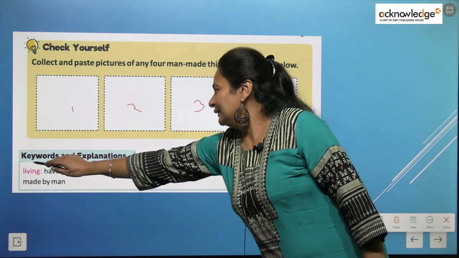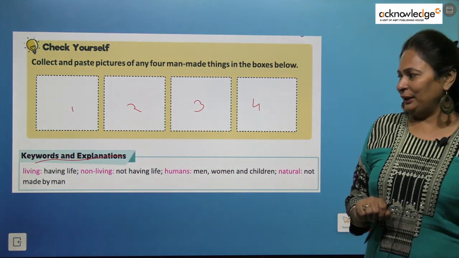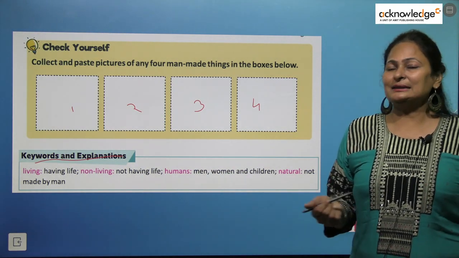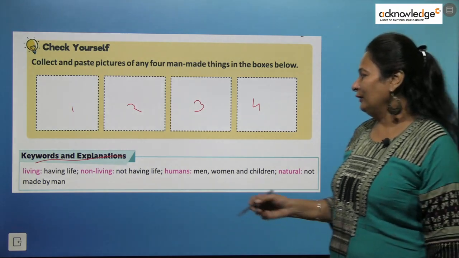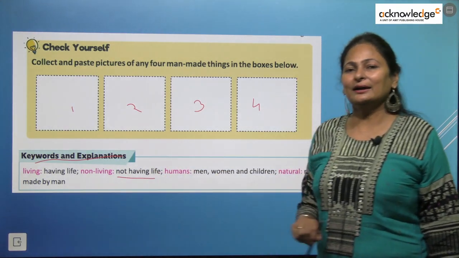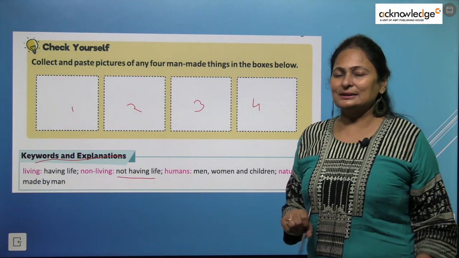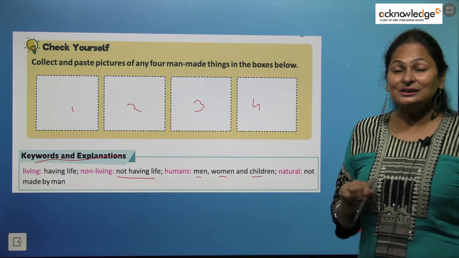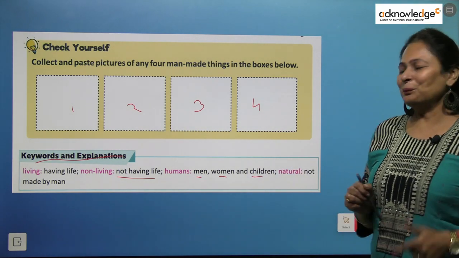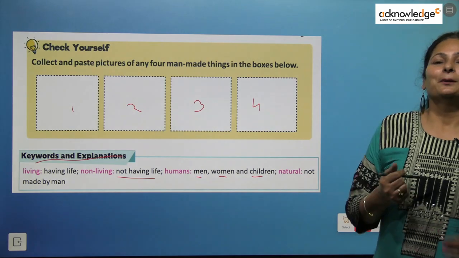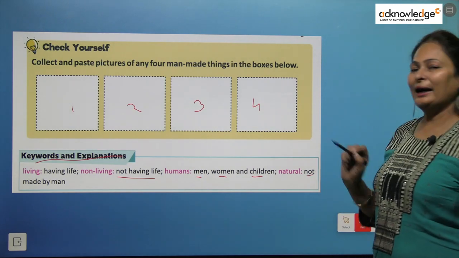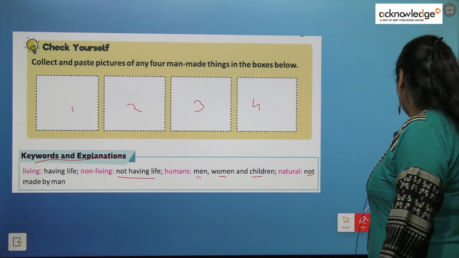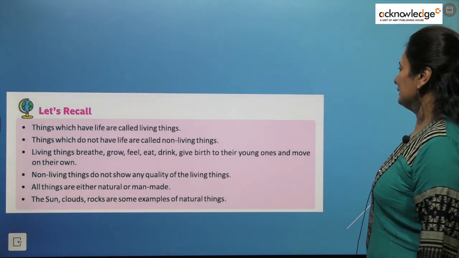So let's discuss the keywords and explanation. First is living things. Living means having life and non-living means not having life. Okay, kids? Humans. Humans are men, women and children. They come under the human category. Natural means not made by man, right? Got it? So let's recall the points that we have discussed.